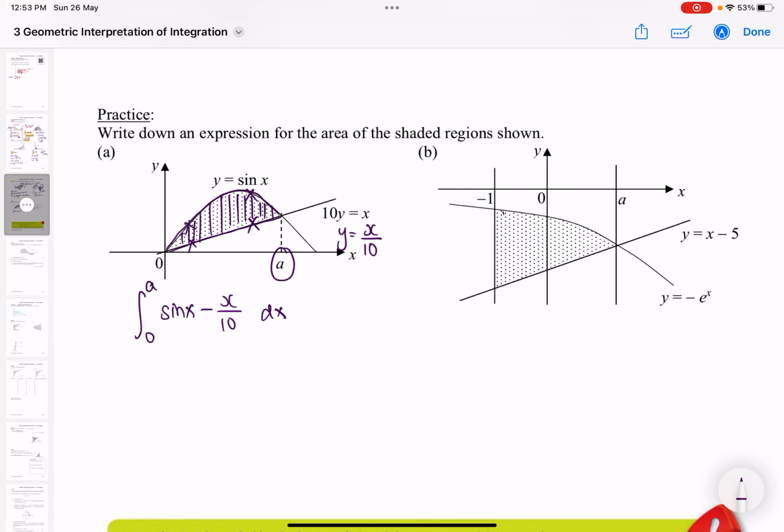Next, for part B, similarly, I'm going to cut these up into rectangles. All that matters is that the top is the same throughout this graph and the bottom is the same throughout this graph. So it's the same graph at the top all the way in this region, and the bottom graph is the same all the way throughout this region. Then in that case, there's no need for me to split the integral. I can integrate directly from -1 to a. Now I'll need to take the top graph, which is given by negative e power x, and then subtract the bottom graph that is given by x minus 5. So this will give us this shaded region.